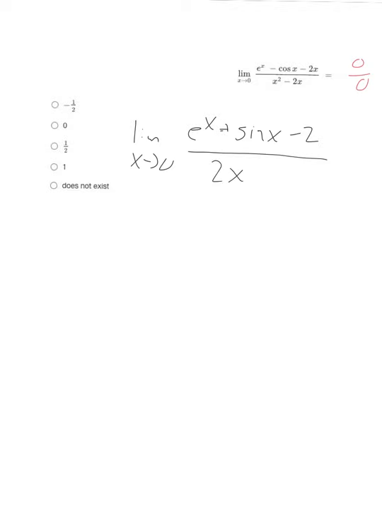And then 2x minus 2. Now I plug in 0 again and see what happens. Well, in the numerator, I get 1, sine of 0 is 0, minus 2. In the denominator, I get 0 minus 2. So I'm going to get negative 1 over negative 2, which is then positive 1/2. All right, that's all for this one.